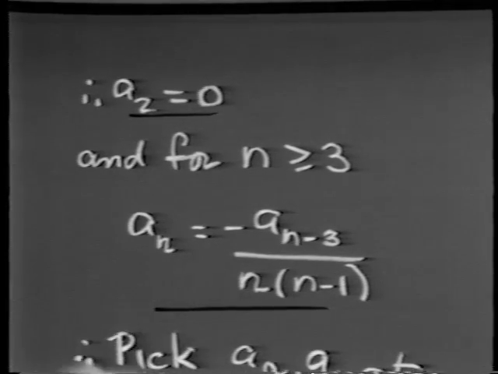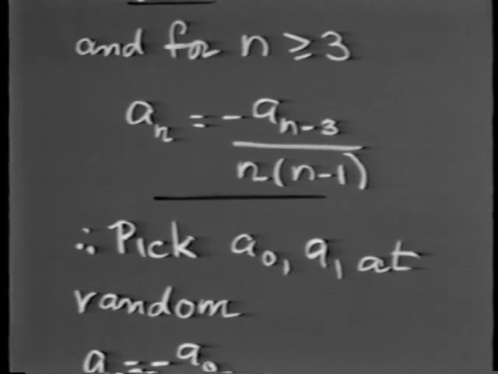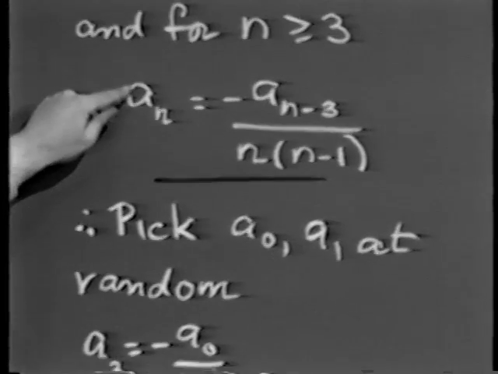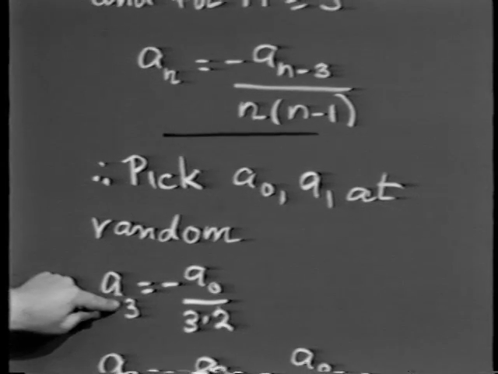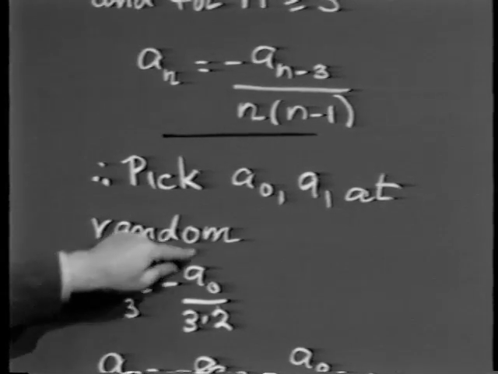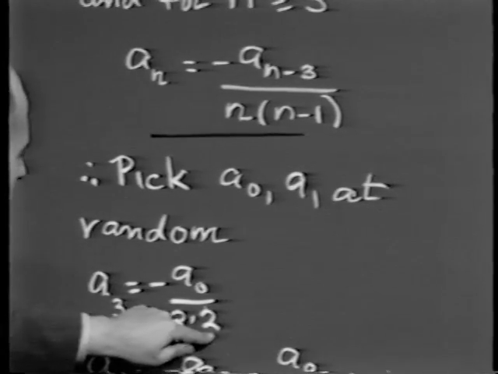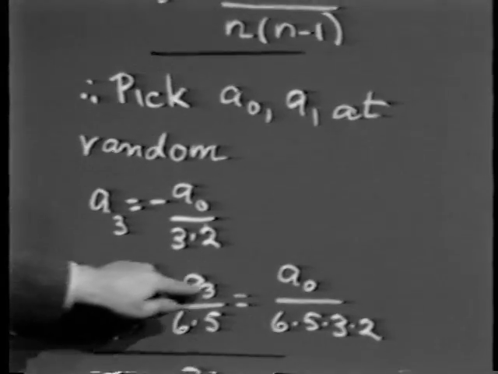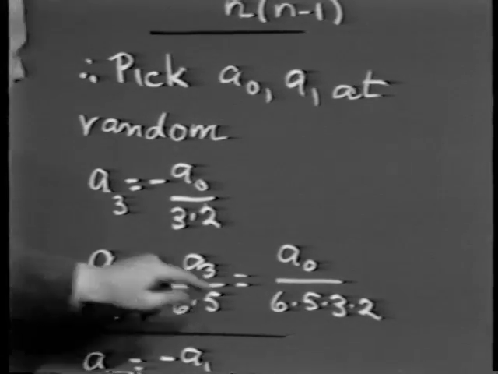So the idea is I can now pick a0 and a1 at random, just as before. And now using this recipe with n equal to 3, I have that a sub 3 is minus a sub 0 over 3 times 2. A sub 6 is minus a sub 3 over 6 times 5.